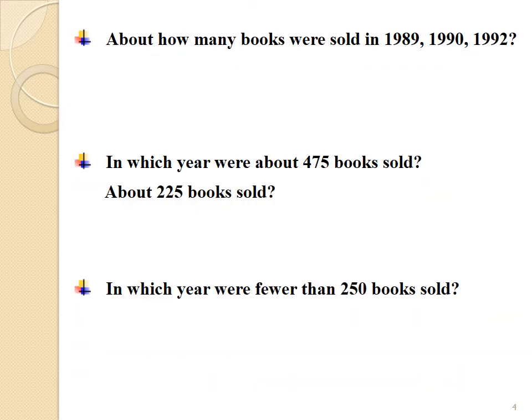Now, let us write the answer of the given question. Sum number 1. About how many books were sold in 1989, 1990 and 1992? By observing bar graph, it is clear that in the year 1989, 175 books were sold. In 1990, 475 books were sold. In 1992, 225 books were sold.